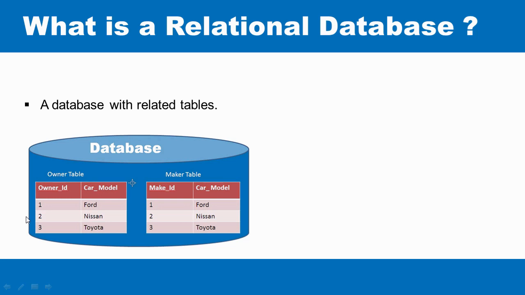One is called owner table and the other is called maker table. Now there is a relationship between the two tables. They've both got identical columns, so they are related by their column. This one's got car_model and this is called car_model. So these two tables are what is known as a relational database because both tables are related courtesy of identical columns.